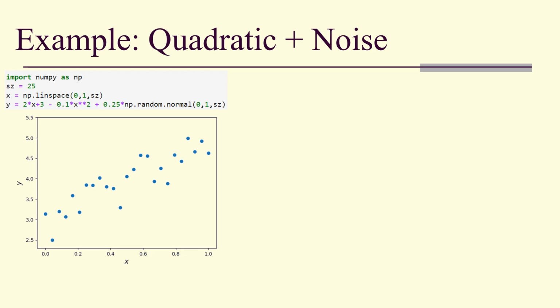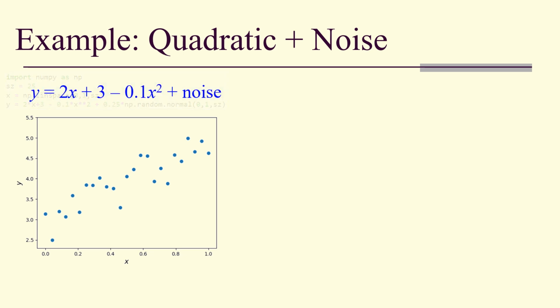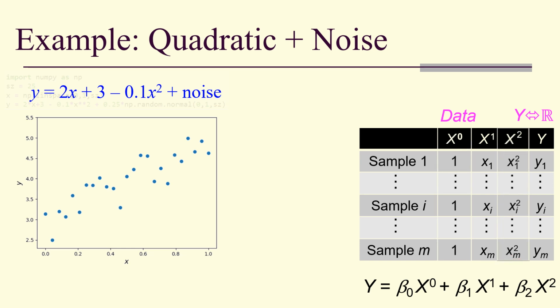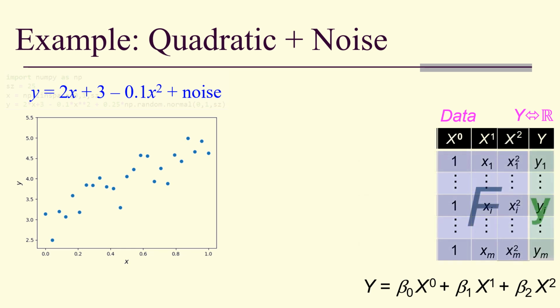Let's do quadratic plus noise. So I've generated a quadratic data set with a little bit of noise. And here's my original data. And here's the model that I want to use. It's quadratic. So I need to put x to the 0, 1, and 2. And those are polynomial features. And now I have my matrix F.